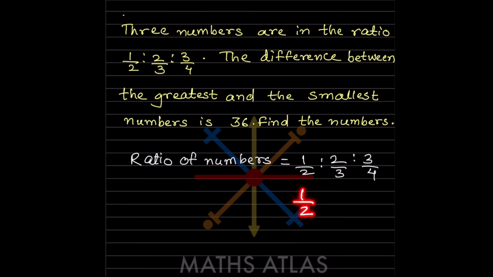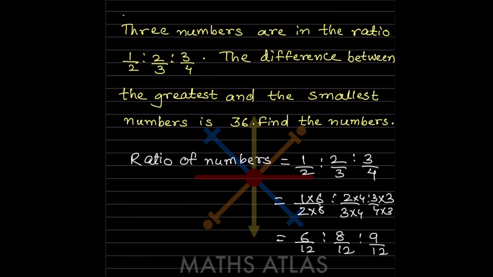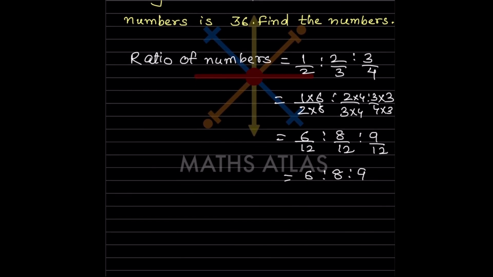Let us write here 1/2 into 6, then 2/3 into 4 and 3/4 into 3. So what we can see now, this will be 6/12, this is going to be 8/12 and this is going to be 9/12. So we can take this as 6 is to 8 is to 9. Hope this is clear. So we got the ratios as 6 is to 8 is to 9.